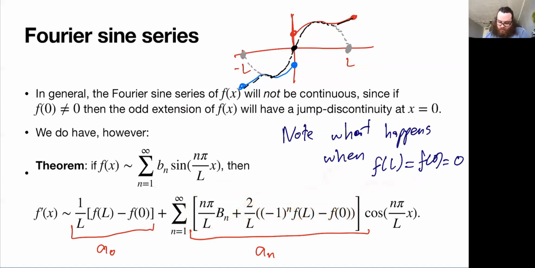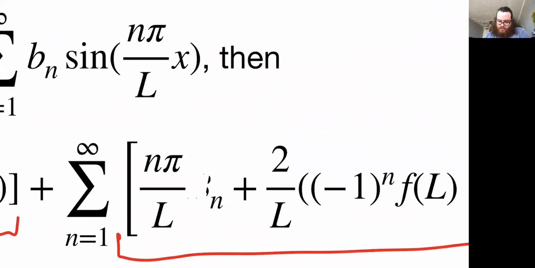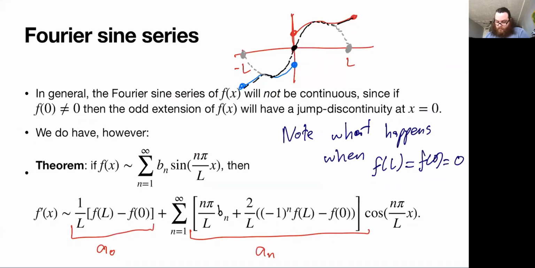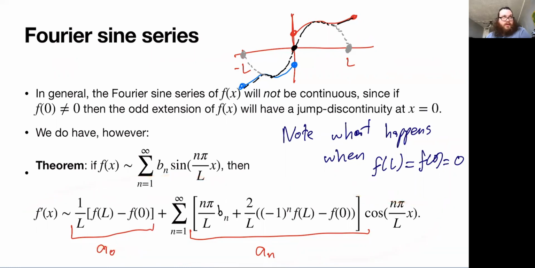And so this is a slight typo. So this capital B sub n should be little b sub n. But otherwise, yeah. Okay, but this formula holds in general. Okay, so when in doubt, this is the one to use.